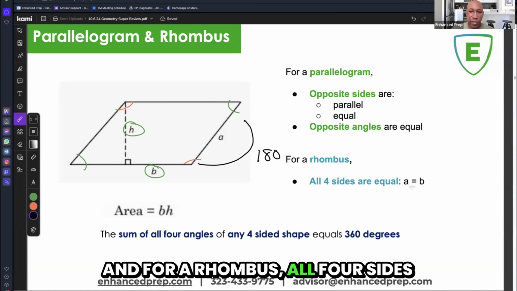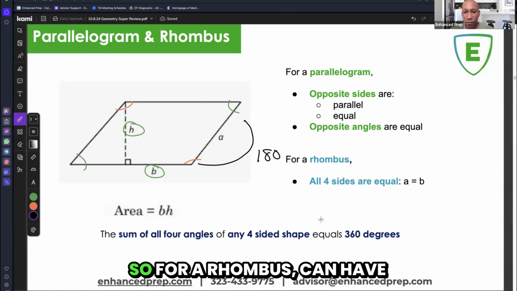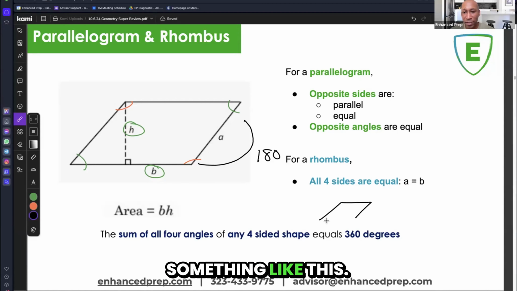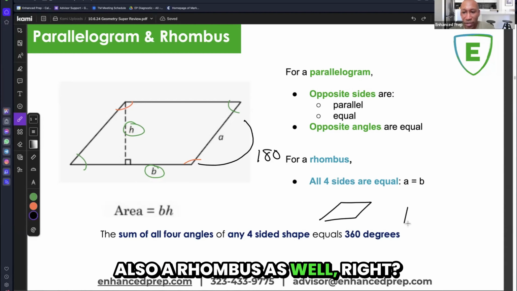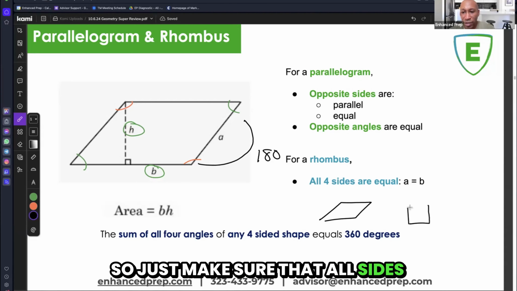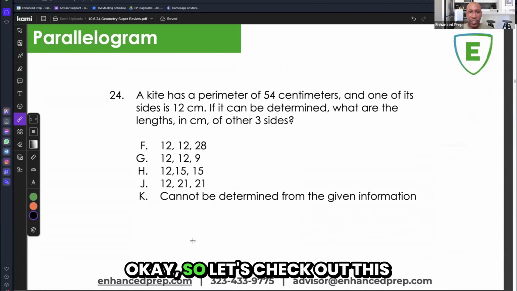And for a rhombus, all 4 sides are going to be equal, right? So for a rhombus, you can have something like this. A square is also a rhombus as well, right? So just make sure that all sides are equal for a rhombus. Okay, cool. So let's check out this question, right?